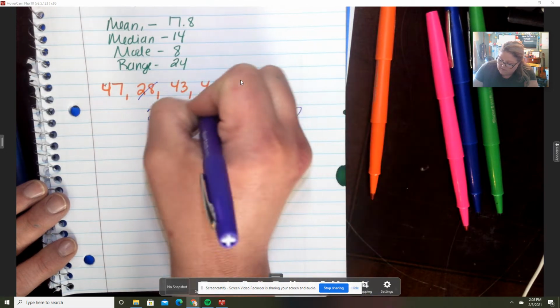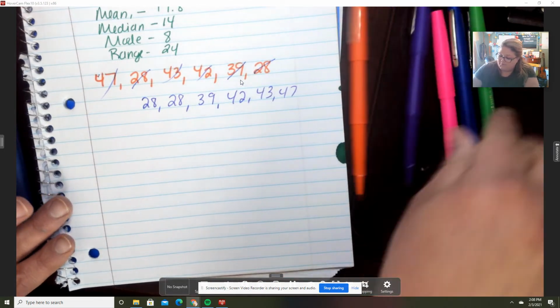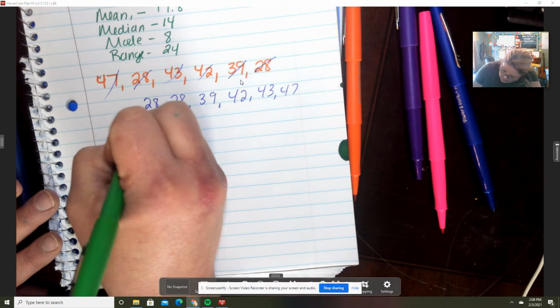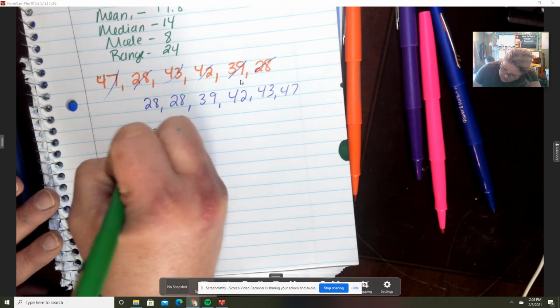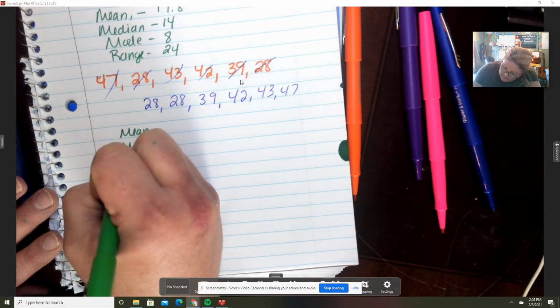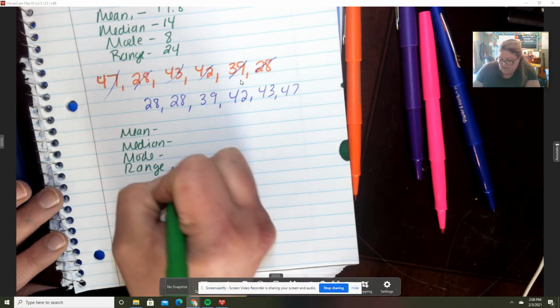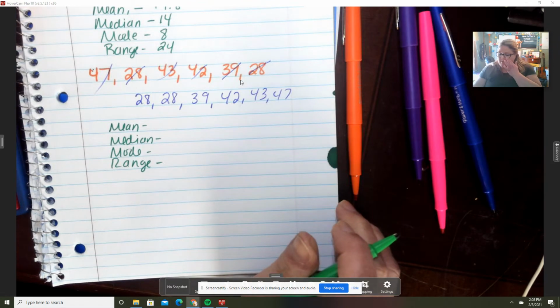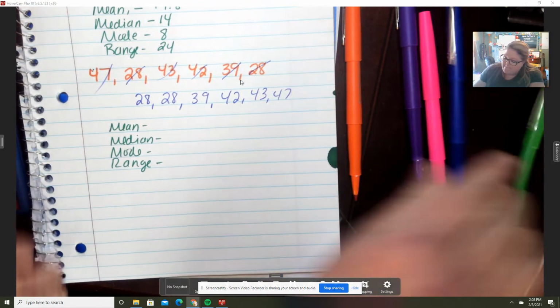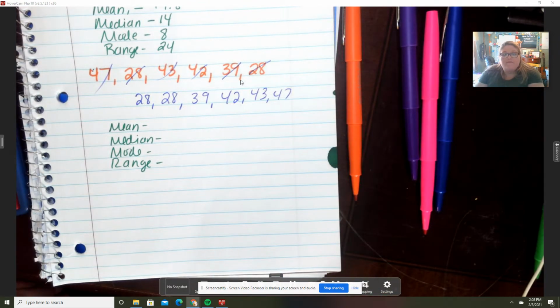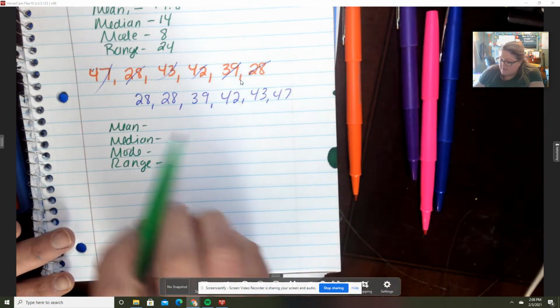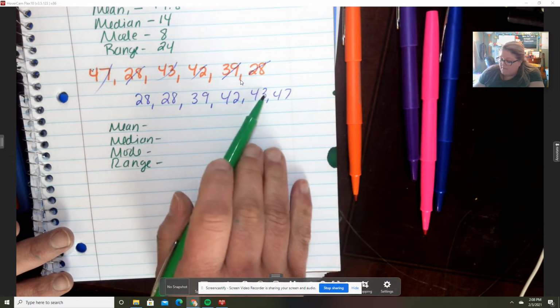Make sure you're writing these down with me. Range is called the variation. It shows us how much change there is between the biggest number and the smallest number. How much is the set different? Now, for the mean, I'm going to add those up and divide by however many numbers I have. 1, 2, 3, 4, 5, 6.